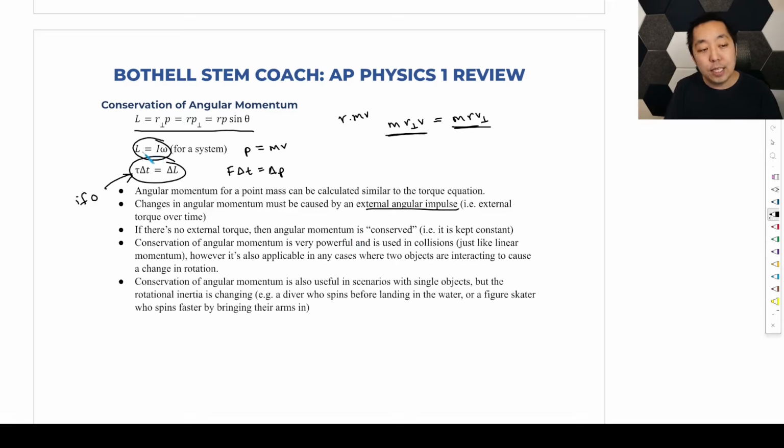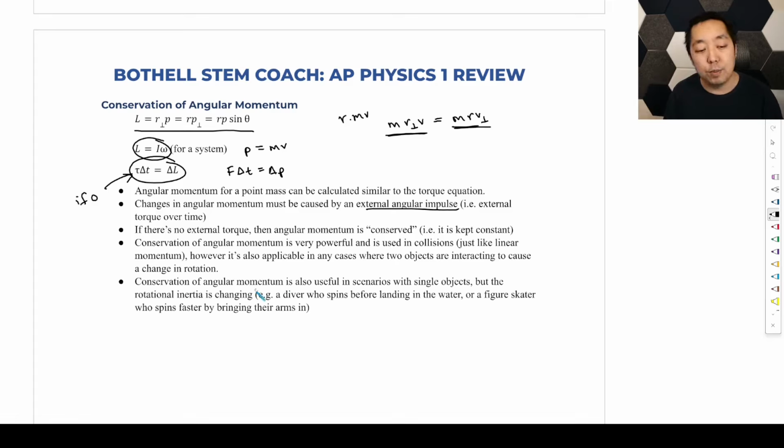However, because angular momentum is not just about how fast it's moving, it's about the rotational inertia, it's entirely possible with single objects that the rotational inertia is changing. And so that's in the case where like the figure skater is spinning around and they move their arms in, they're changing their rotational inertia, but there's no external torque, so we still conserve angular momentum in that scenario. So they spin faster because they reduce their I and increase their omega, right?